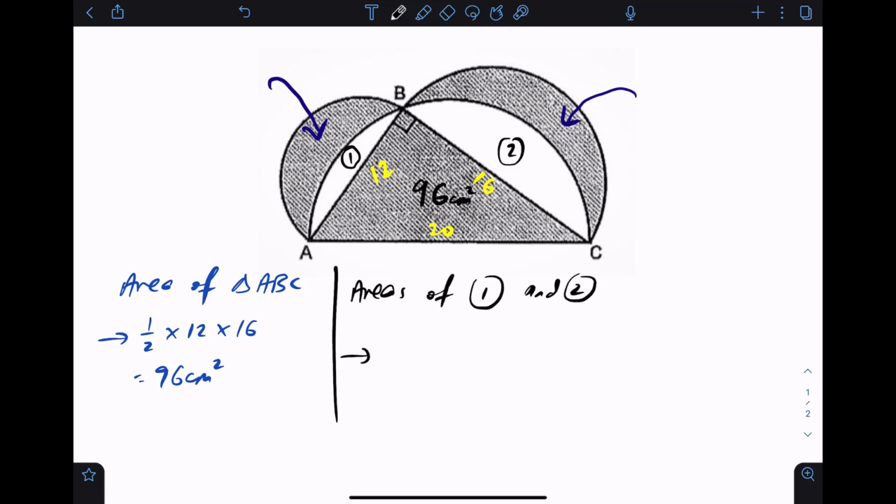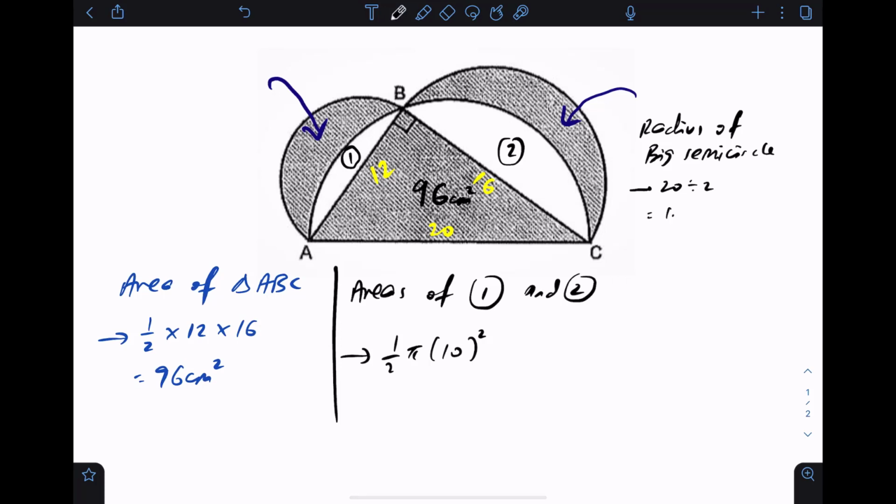Area of big semicircle, so that will be half pi r square. So half times pi times the radius of the big semicircle is 10. How do we get 10? Okay, we can write the step at the top here. Radius of big semicircle will be 20 divided by 2, and that will give you 10 cm. Okay, to show your working, it's good to put it in. So half pi r squared minus 96.